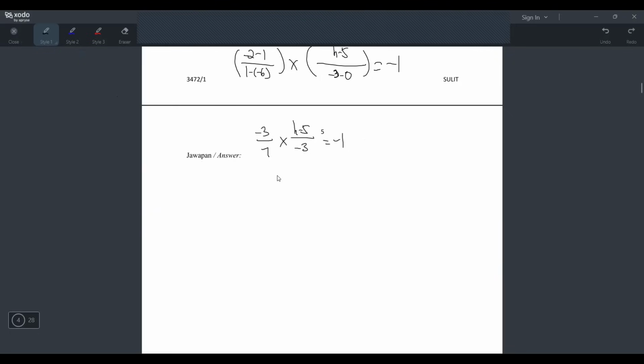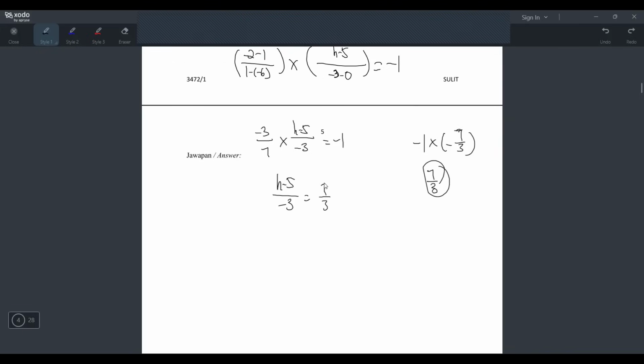Since I'm trying to find h, I will move everything to the other side except h, right? So I'll move this one over there. When you move this over there, it will become 7 over 3. Because when you take -1 divided by -3 over 7, it's the same as saying -1 times -7 over 3. I repeat one more time. Divide by -3 over 7 means times -7 over 3. It means you change divide to times and then you flip these two. And then negative negative becomes positive. So you end up with 7 over 3. That's why I write 7 over 3 here.